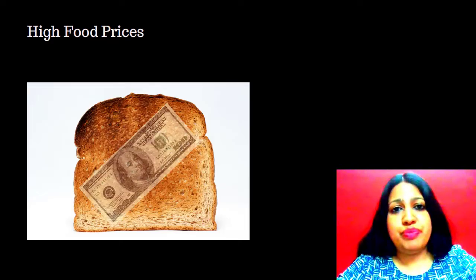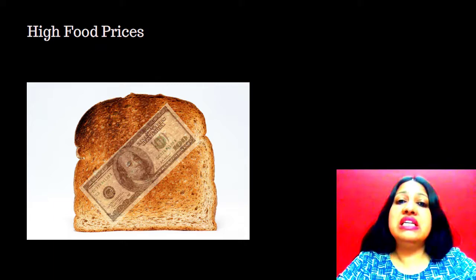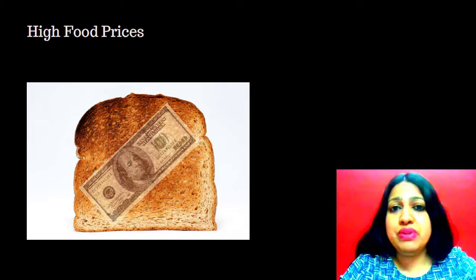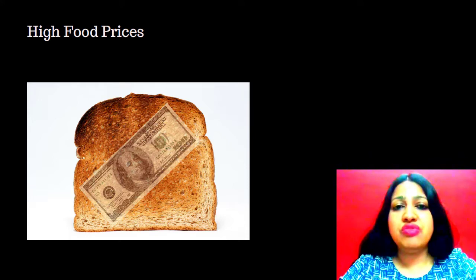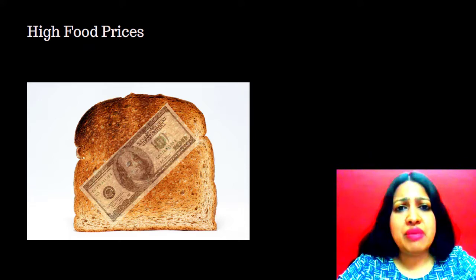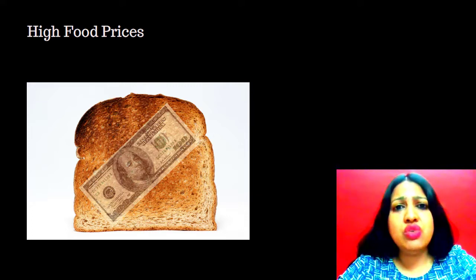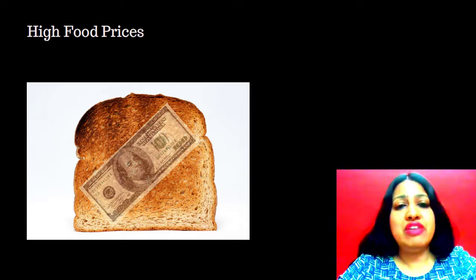The next is high food prices. On one hand, the population is increasing. On the other hand, there is unemployment and scarcity of food. That's why the cost of food is very high, which obviously only the nobility or the upper economic classes could afford. But the Third Estate, or the general people, could not really afford it because they did not have the earning capacity, while the prices of food were very high. So this also led to huge dissatisfaction, which eventually led to the revolution in France.